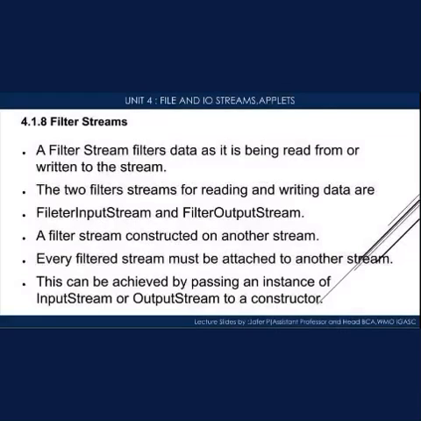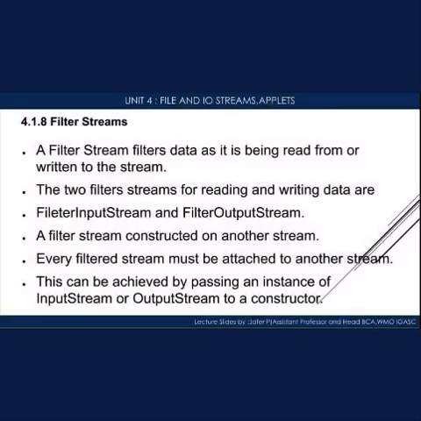The two filter streams for reading and writing are filter input stream and filter output stream. A filter stream is constructed on another stream. A filtered stream is actually constructed from another stream. Every filtered stream must be attached to another stream. For example, when you are reading data from a file, you have to use file input stream. Along with file input stream, if you want to filter those data, you can use another stream that is called filter stream.